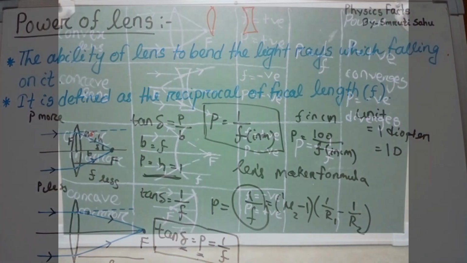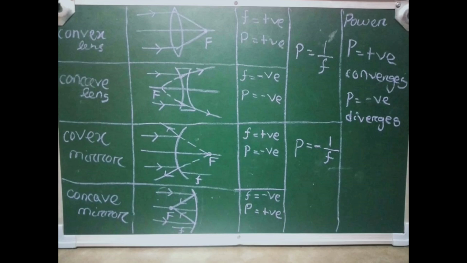In case of a convex lens, the focal length is positive, and we know that power equals the reciprocal of focal length. So as focal length is positive, power is also positive. But in case of a concave lens, the focal length has a negative sign convention, so the power is taken as negative. So here what happens, student? If rays converge, power is taken as positive. If rays diverge, power is taken as negative.